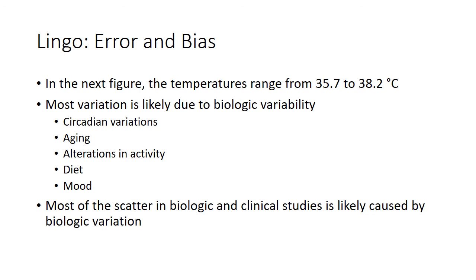So some other lingo we're going to run into, there's going to be terms error and bias. So in the next figure, we're going to see that the temperatures range anywhere between, say, 35.7 to 38.2. Now, the reason you can have a lot of this variation here, not everyone's going to have the same exact temperature, can fall back on several different things. There's lots of biologic variability that can influence this. It could be things like age, their activity, diet, all sorts of things.